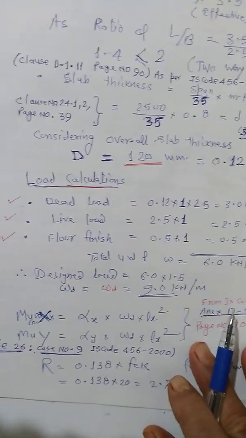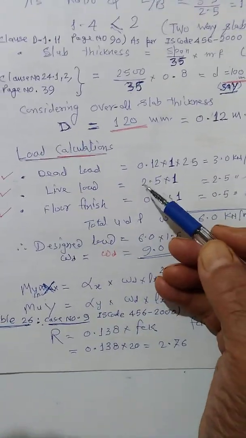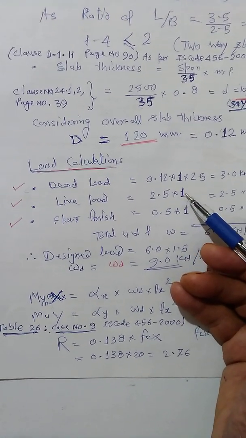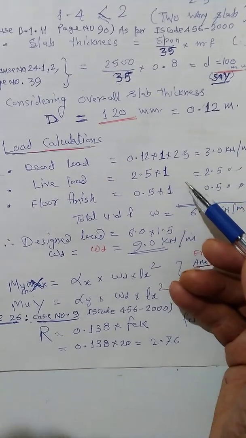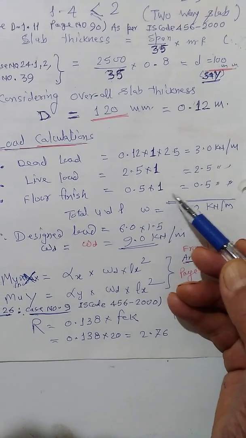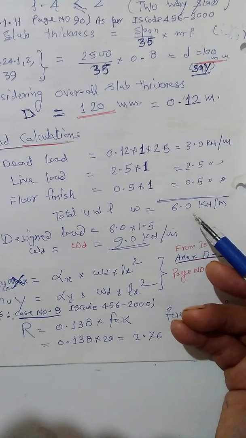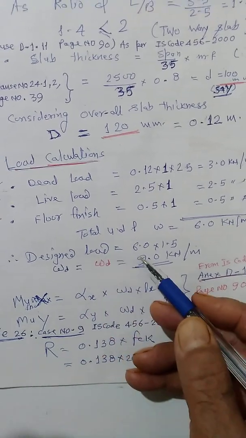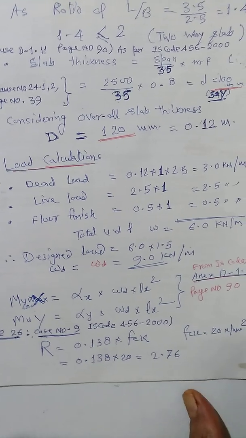Now the load calculations. While making the load calculations, as usual, we have to go for the dead load, live load, and floor finish. Dead load is 25 into 1, where 1 is the width of the slab, which is 1000 mm, that is 1 meter, into the overall depth of the slab. Live load and floor finish are taken as 0.5 to 1. When you add all the loads, it comes out to be 6.0 kilonewton per meter. The design load is multiplied by 1.5, so Wd is 9.0 kilonewton per meter.